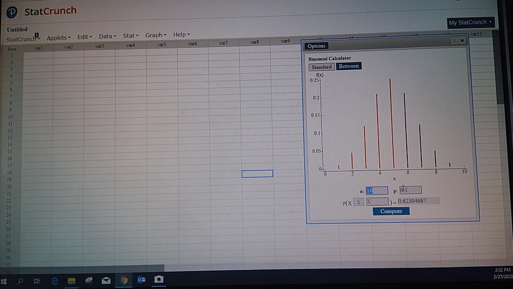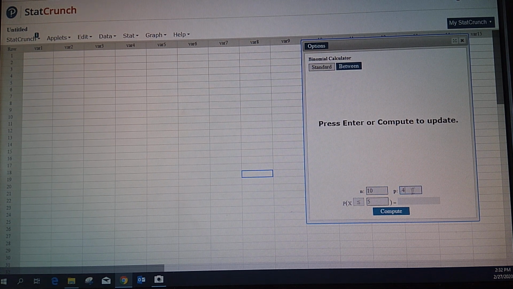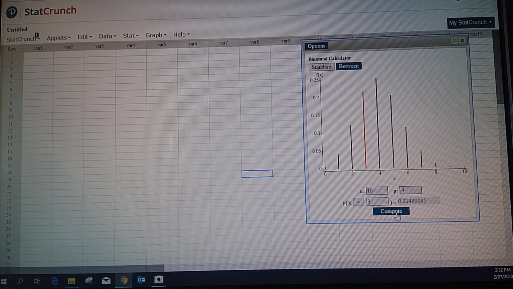Here we have n, we're going to use 10. We want a probability of success of 0.4, so we'll enter that in there. And we want x to be exactly 3 successes. So when we compute that, we'll get a probability of 0.2150, which is exactly what we have in the notes.